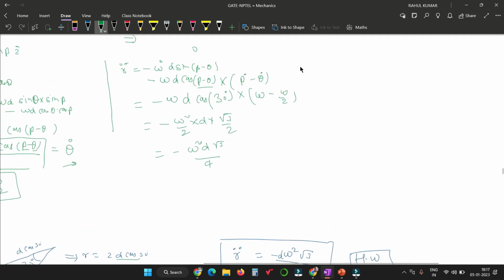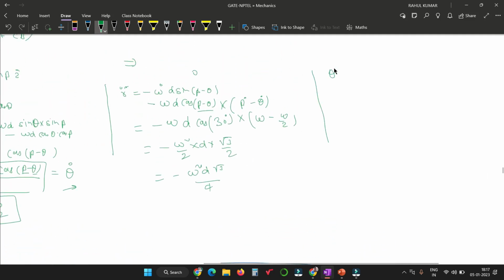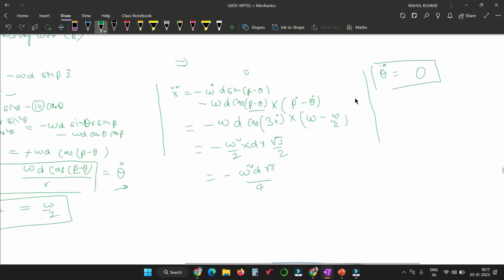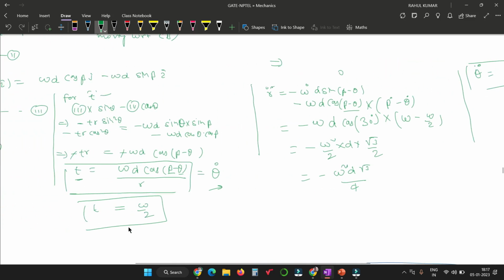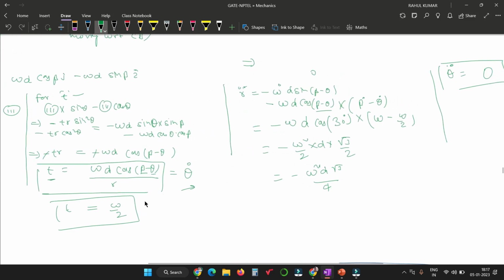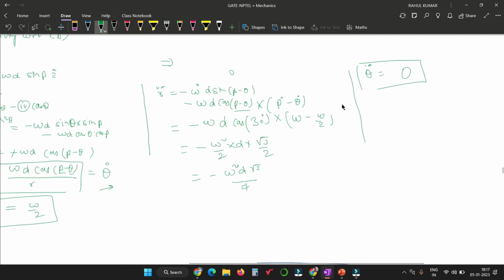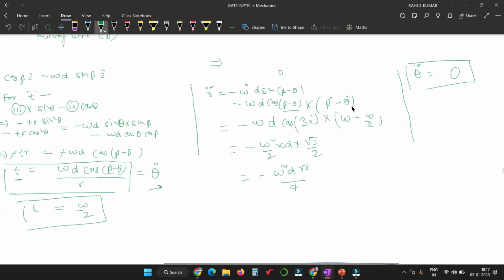And in the second part, it was asking what is theta double dot. Theta double dot is nothing but 0, because that is rotating at a constant rate. You can see that theta dot is simply omega by 2. So if you differentiate it, it will become 0 simply.